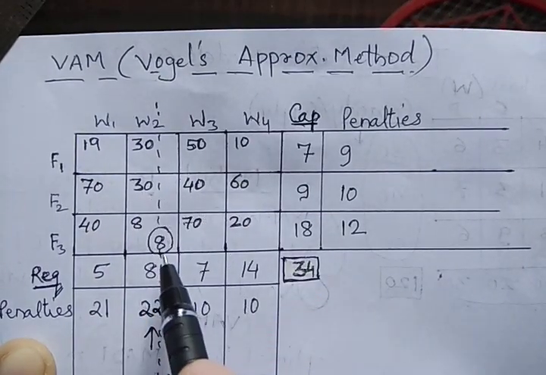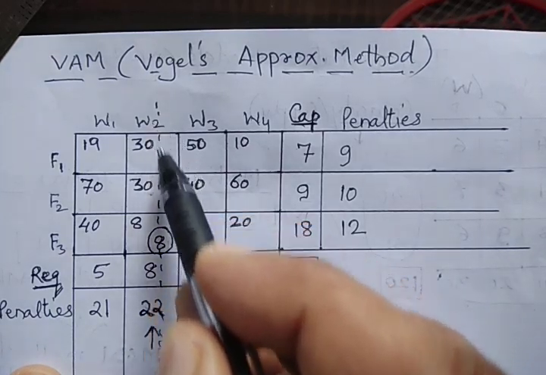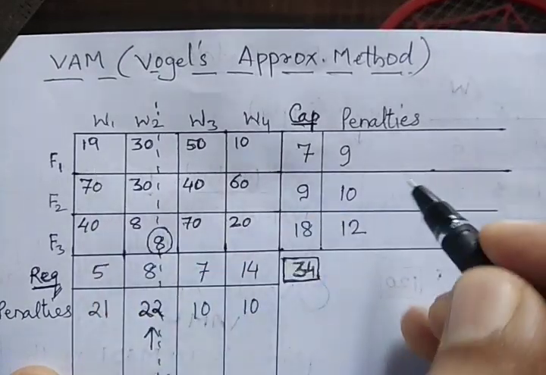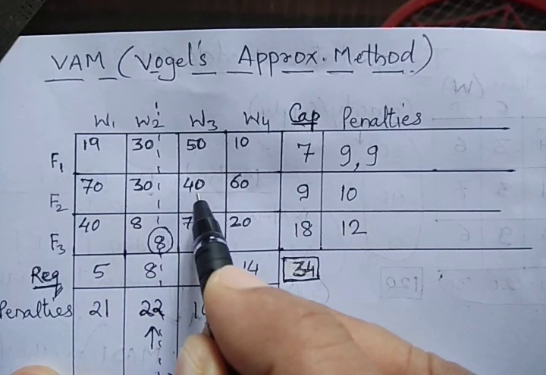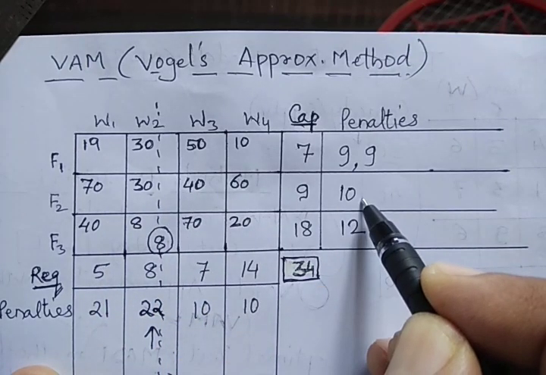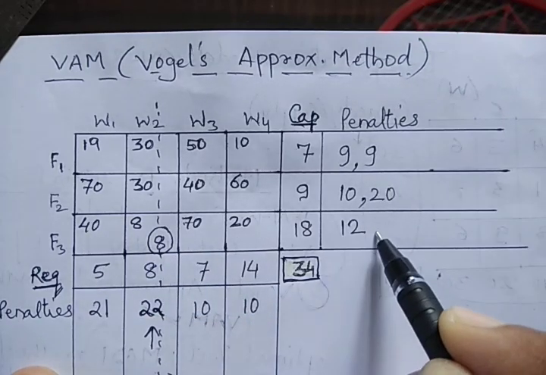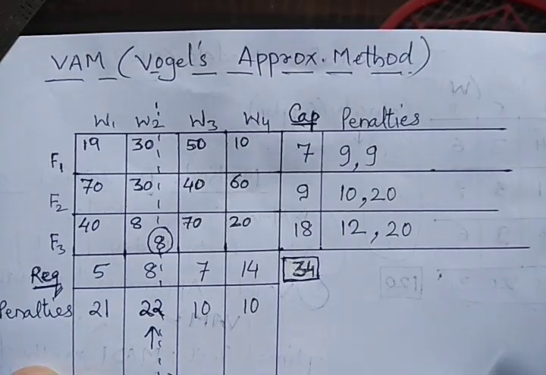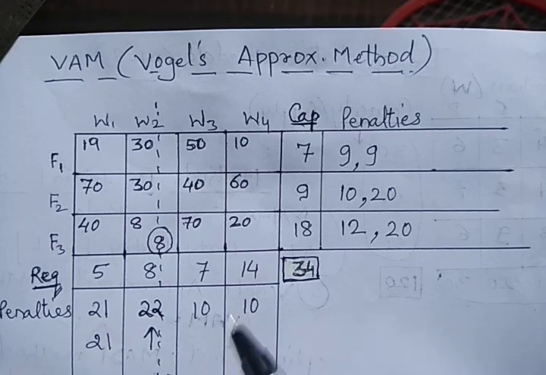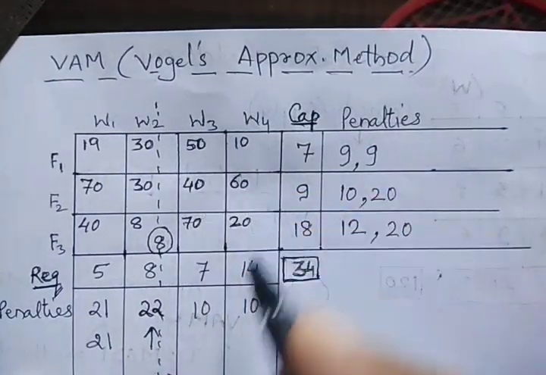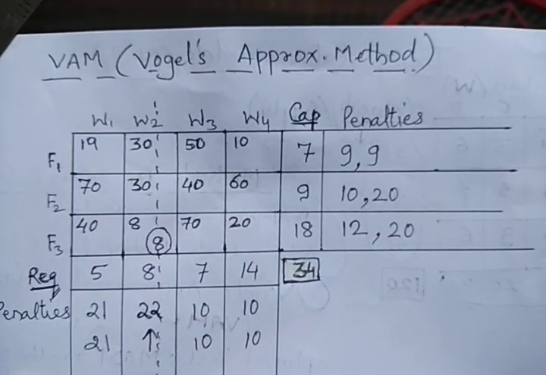Once again, after each allocation, find out the penalty of each row and each column. Now this is deleted. In the first row, the smallest is 10, the second smallest is 19, the penalty is 9. In the second row, the smallest is now 40, the second smallest is 60, the penalty will be 20. Third row, the smallest is 20, then 40, the penalty is 20. Column-wise, for the first column the penalty will be 21. The second column is deleted. Third column 40, 50, the penalty is 10. The last column, the penalty is 10. It is the difference between the smallest and second smallest cost.